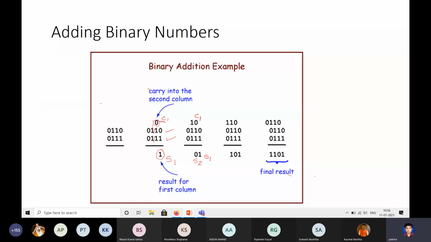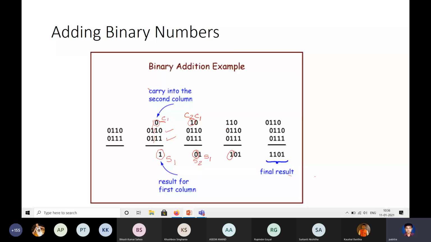So the sum is 0 and the carry is 1, and the sum is 0. And this you repeat. Now I have 1, 1, 1. If you have 1, 1, 1, you can think of it as 2 addition. So you have a sum of 1 and a carry of 0. This again also you can think of it like this.